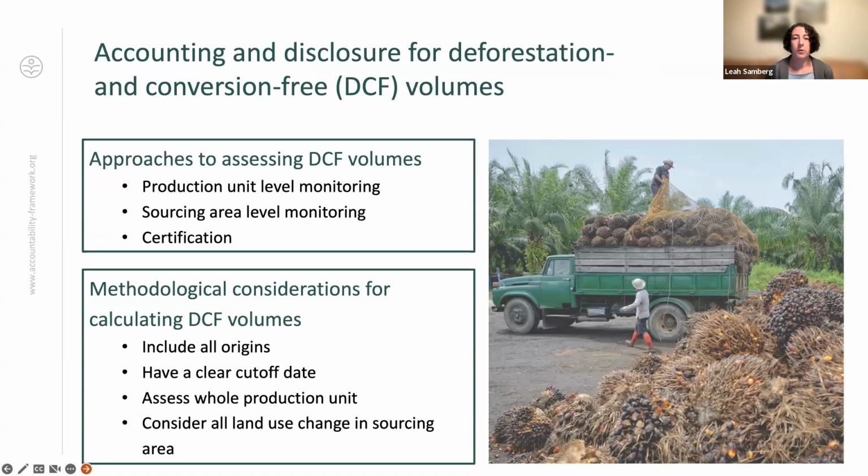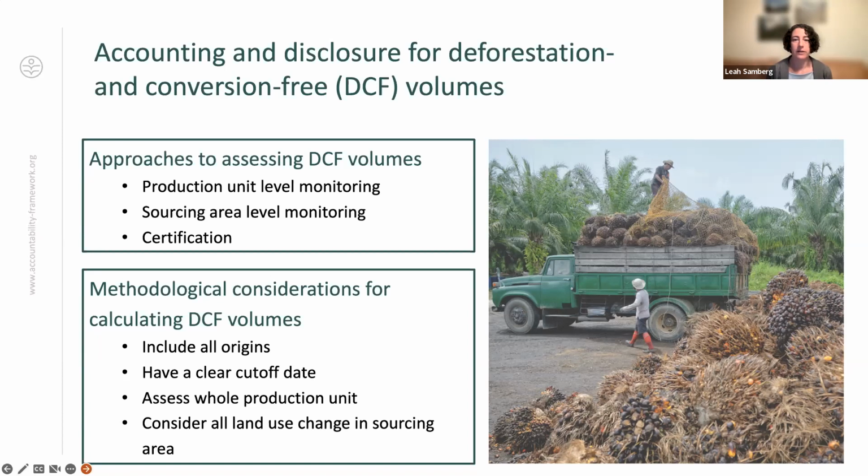In addition to measuring and reporting on their deforestation and conversion footprint, companies are encouraged to assess and report the proportion of volumes in their supply chains or operations that can be considered deforestation and conversion free, or DCF. Deforestation and conversion free signifies that materials did not originate on production units on which conversion from forests or other natural ecosystems has occurred after a specified cutoff date. This guidance provides new and more detailed information on the approaches that could be used to calculate DCF volumes via direct monitoring, via monitoring at the level of a sourcing area, or using certification systems. It also provides recommendations on key aspects of the methodology that may greatly affect the reported DCF percentage.